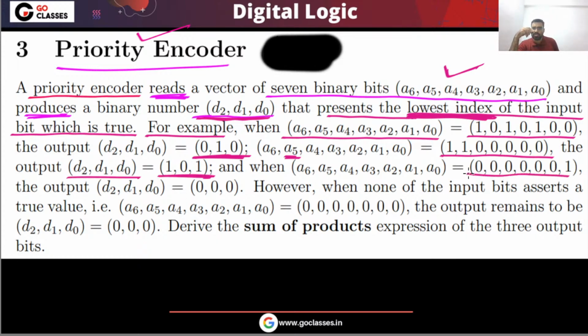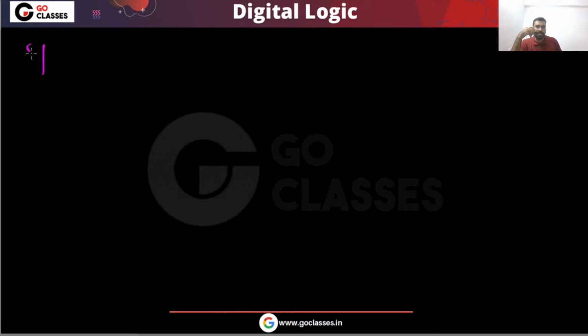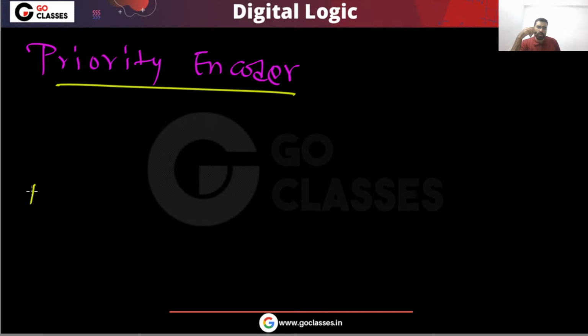Similarly, in this situation, the output will be the same as A0. So did you understand who has more priority from the question? Remember this point I told you: this is the difference between a priority encoder and a normal binary encoder.